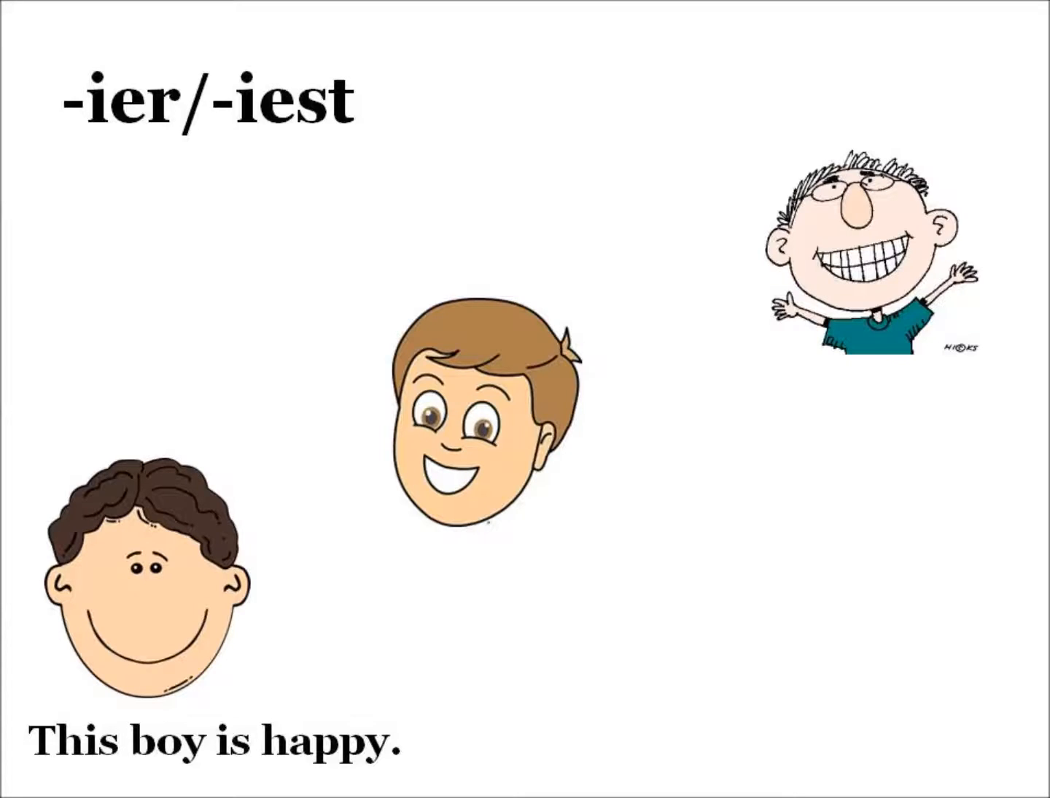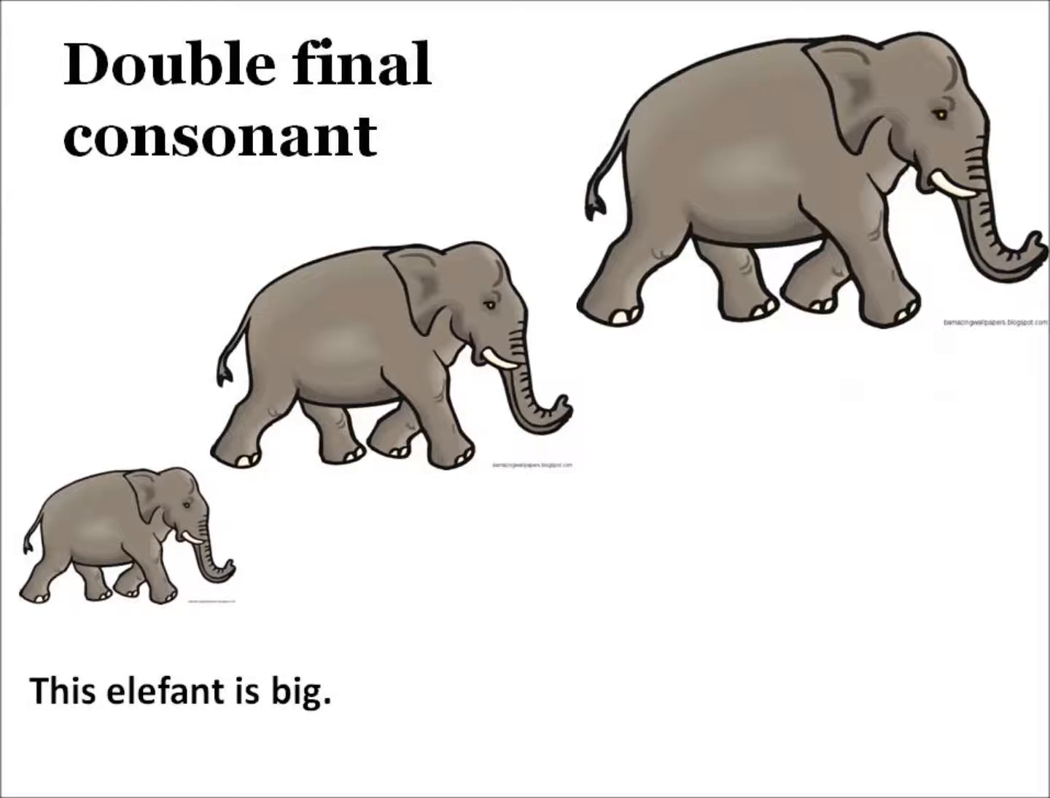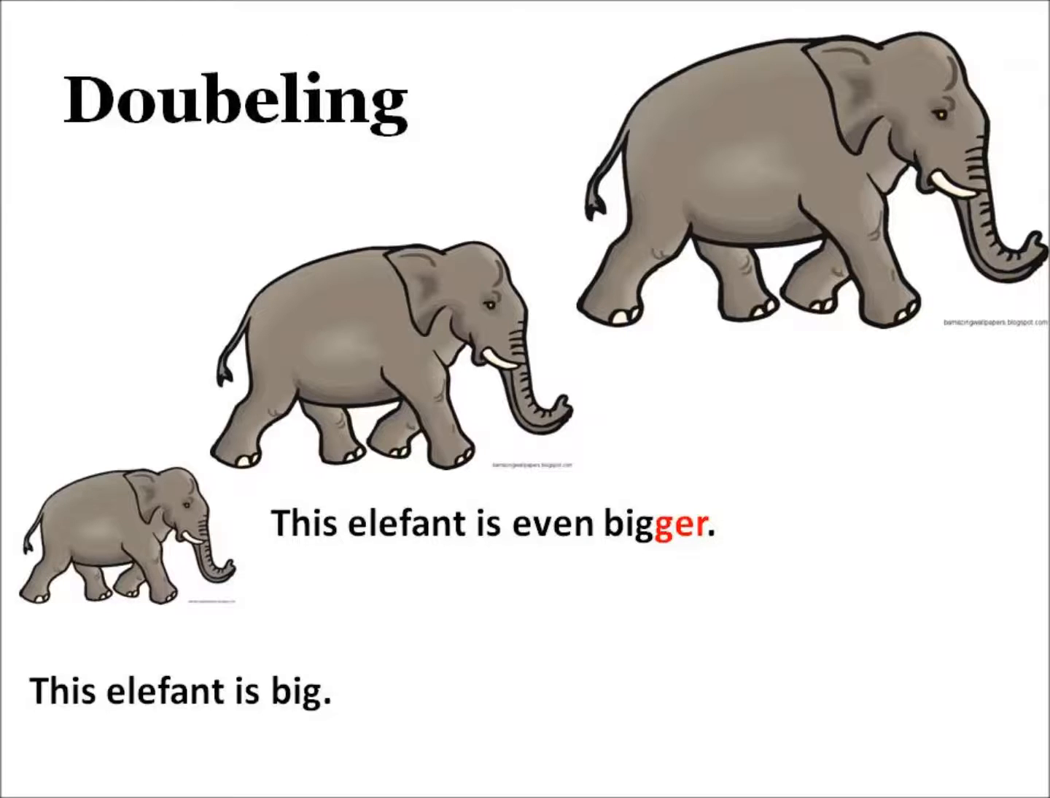And we also delete y and add ier and iest. For example, this boy is happy. He is even happier. He is happiest. We also double the final consonant. This elephant is big. This elephant is even bigger. This elephant is the biggest. These adjectives usually consist of one or two syllables.